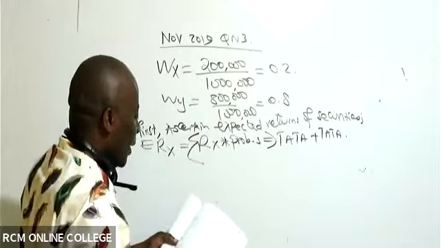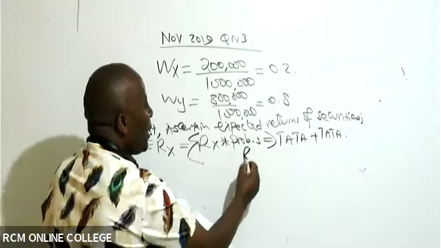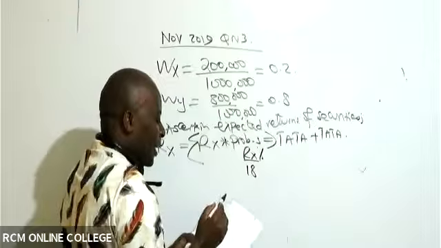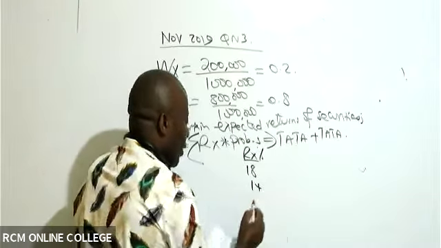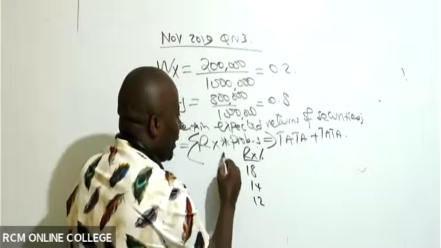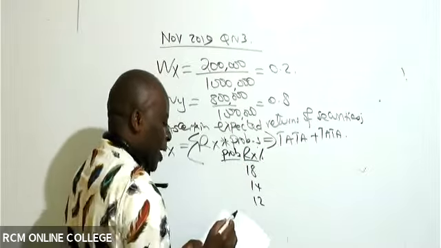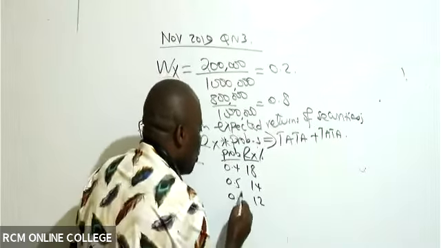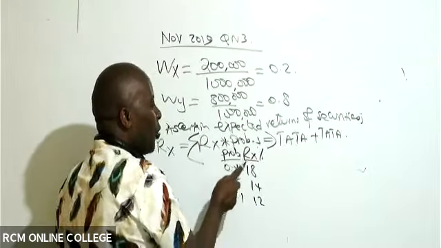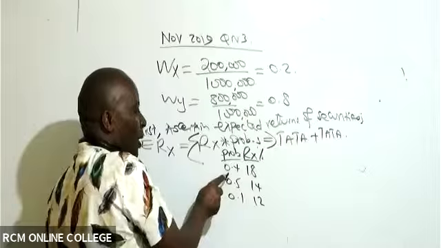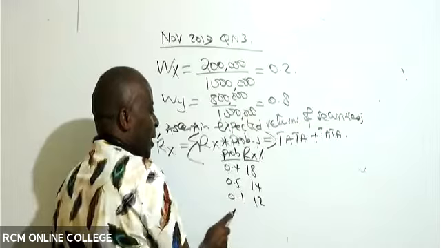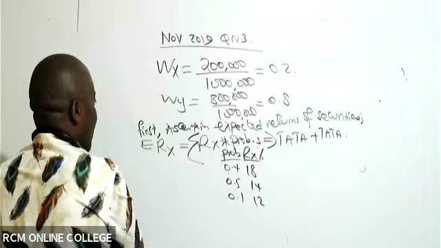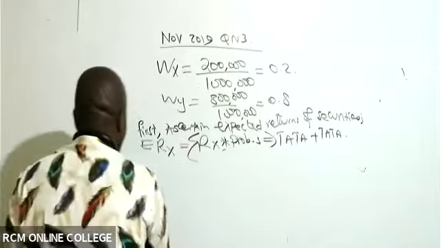If you look at it, ladies and gentlemen, they have given us the actual returns of X. I would rather take these as percentages. They have given me returns of X: 18, 14, then 12. And I can see the probabilities given: 0.4, 0.5, 0.1. So tata, this is the actual return times its corresponding probability, tata plus tata plus tata. And then you're able to get the expected returns of X.